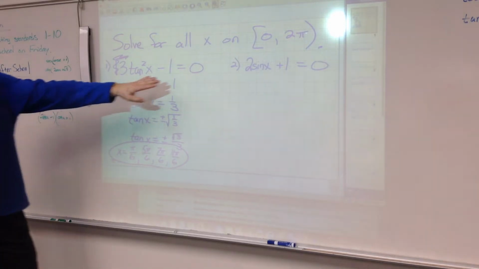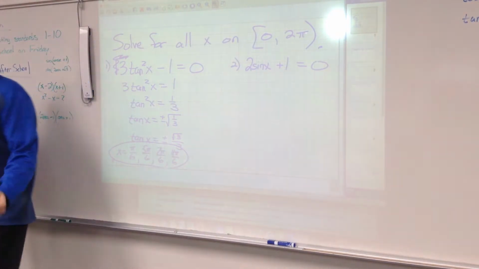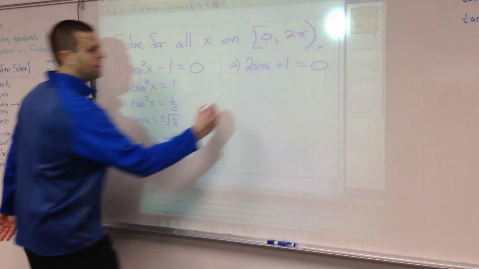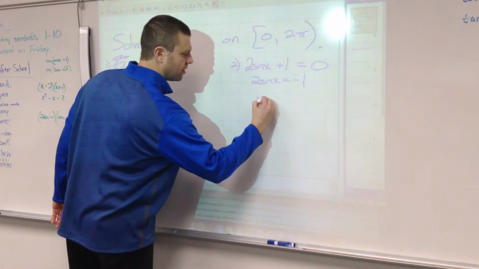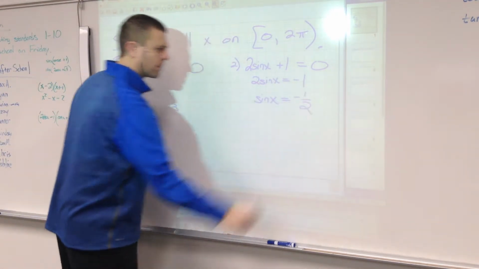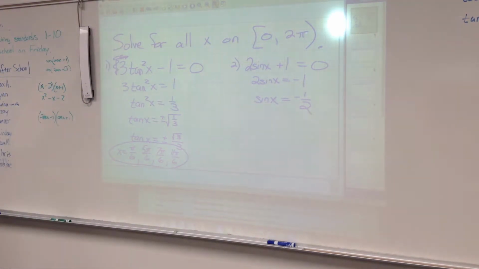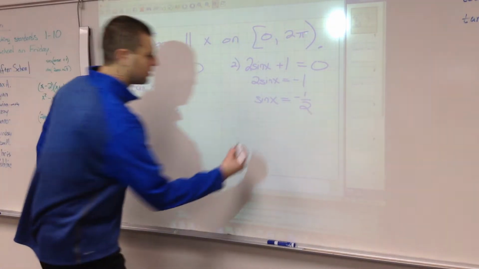Okay, let's go to the next one. Again, I only see one trig function. You guys tell me, what should we do? Subtract 1. Divide by 2. The sine of some angle equals negative 1/2. It's going to be a 30 degree reference angle, but in what quadrants? Where is sine negative? 3 and 4. So I'm looking for the angles down in quadrants 3 and 4 that have 30 degree reference angles. 7 pi over 6 and 11 pi over 6.